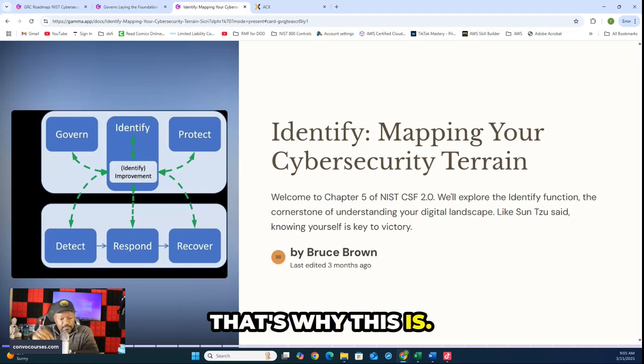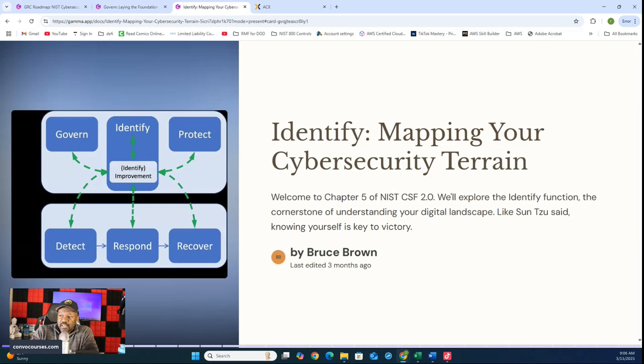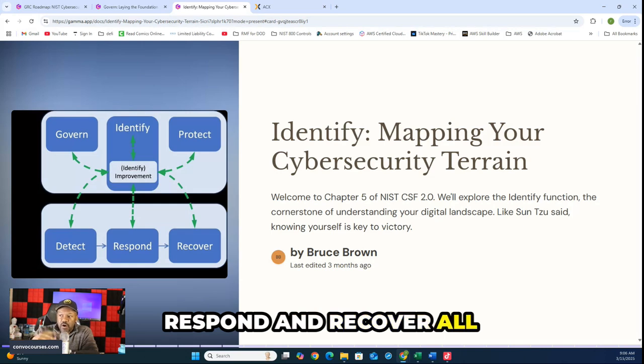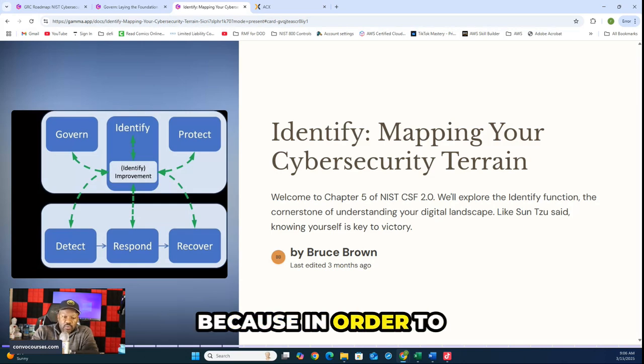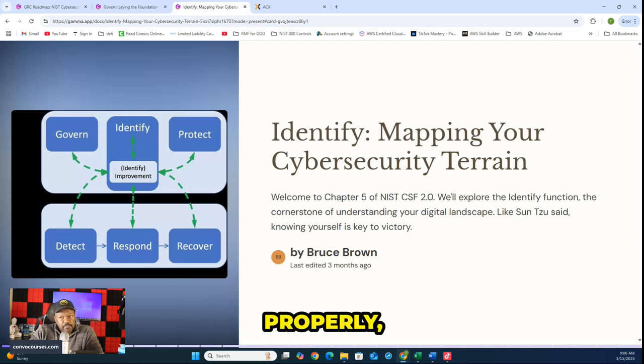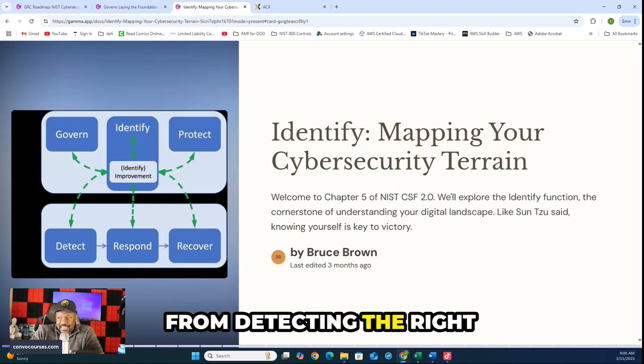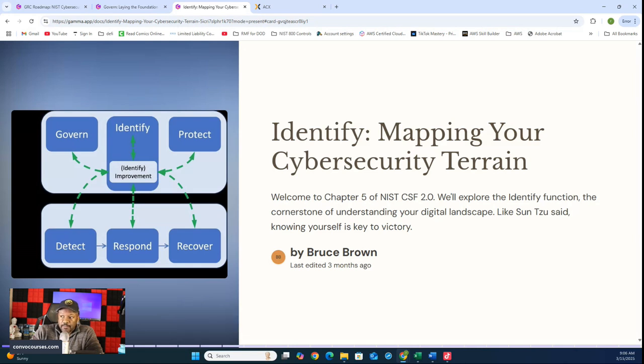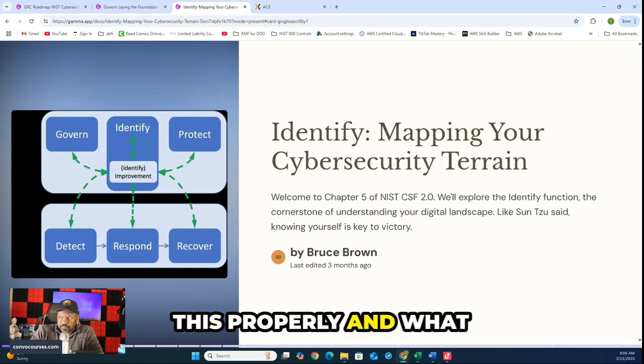That's why, if you happen to be looking at the screen, you've got a map that shows govern, protect, detect, respond, and recover, all pointing to identify. Because in order to do any of these functions, you've got to identify what's in your organization. Any organization I've gone to, if they didn't do this properly, suffered for it. All of their other security functions suffered for it, from detecting the right things to responding. Everything suffers if you're not addressing this properly. And what is it?